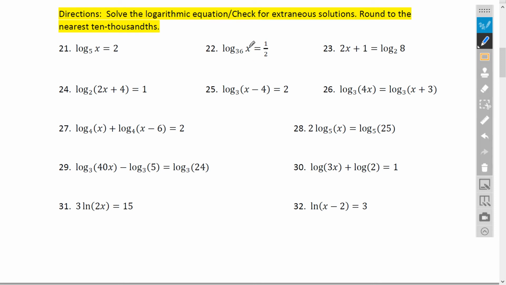Number 22, log base 36 of x equals a half. So we switch this to exponent form. 36 to the 1/2 is equal to x, and 36 to the 1/2 power is 6.